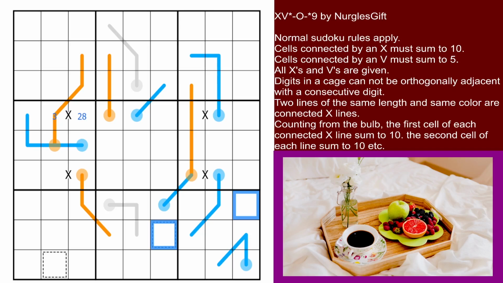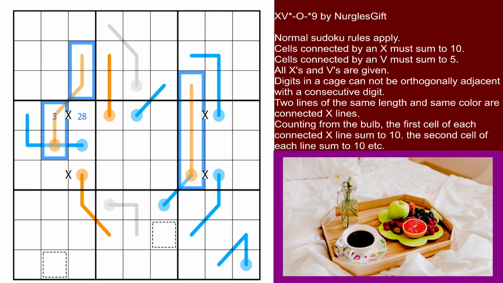What else? Two lines of the same length and same color are connected x lines. So I think that is a pair of x lines, right? These are connected x lines. These two blue, and these two. We have exactly 2 of each. So those are connected x lines.